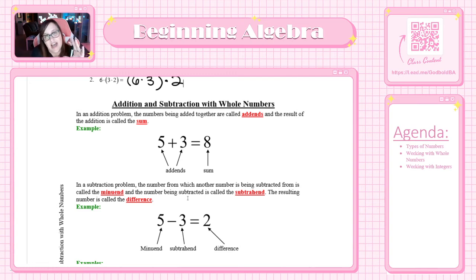Okay, if you want to add two numbers together, the two numbers are called addends. I always have to overemphasize these words because they're all a little hard for me to say for some reason. The addends are the two numbers that are being added together. And then the result, the answer, is the sum. Okay, so you'd say the sum of 5 and 3 is 8.